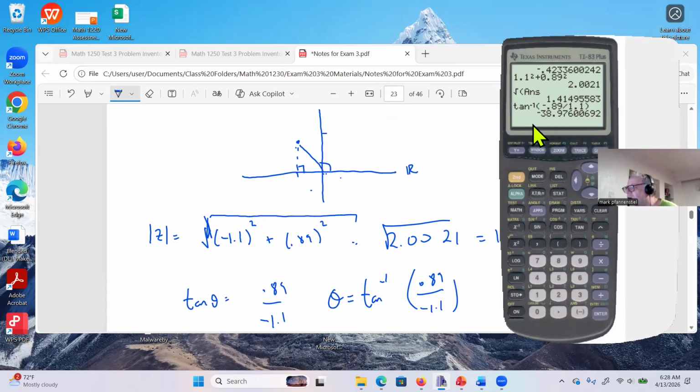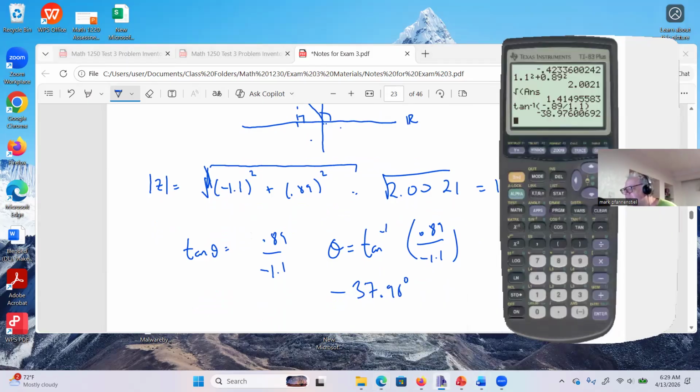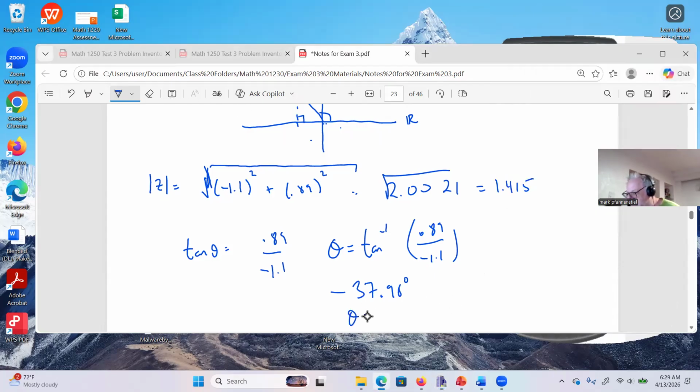38.976. Okay, we're going to call this, I think, for this case, negative 37.98. Okay, so this is negative 37.98 degrees. And again, we see that that is definitely in the fourth quadrant. We're going to add 180 degrees to this to put it in the second quadrant. Okay, so there we go. We have 141.02. So my theta is equal to 141.02 degrees.